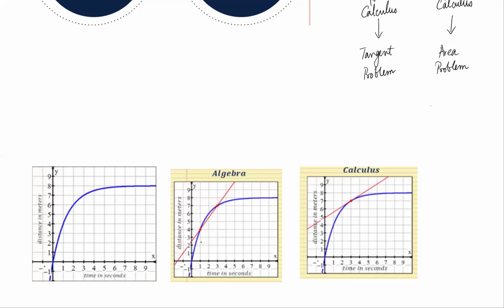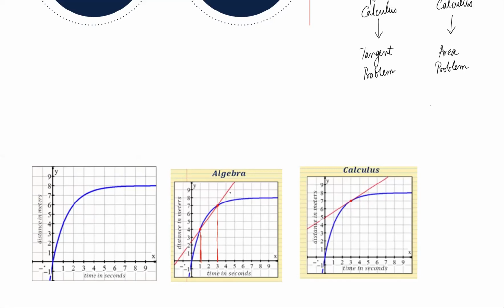So in this case, let's say the rate of change of interest was here, between 1 and 3. I should have used a different color. So you are trying to find the rate of change between 1 and 3. So you're only trying to give an average rate of change, as per algebra.